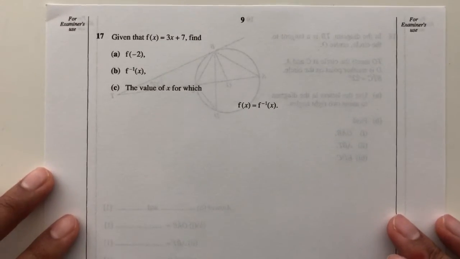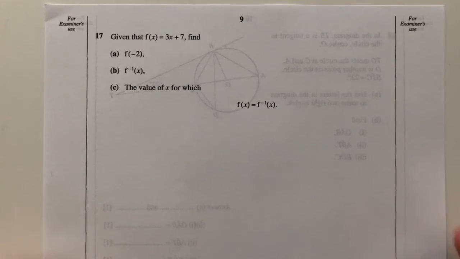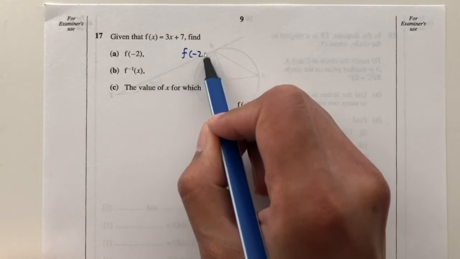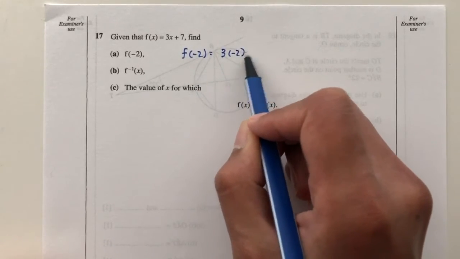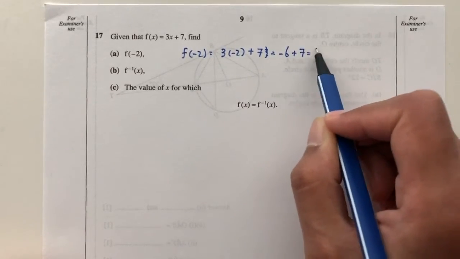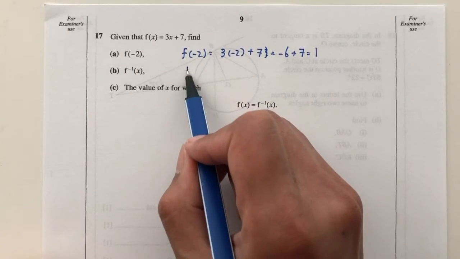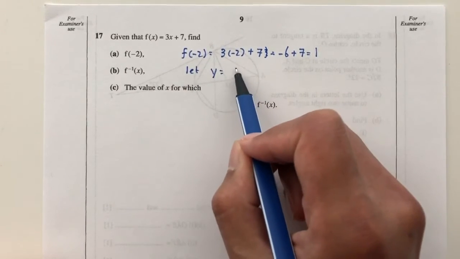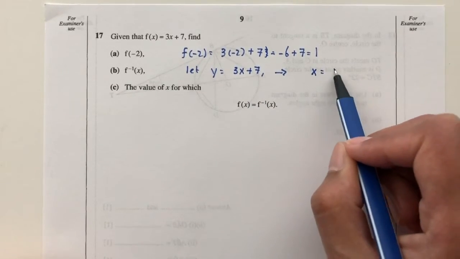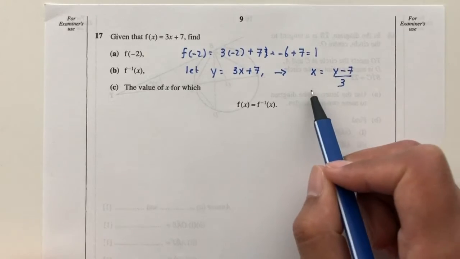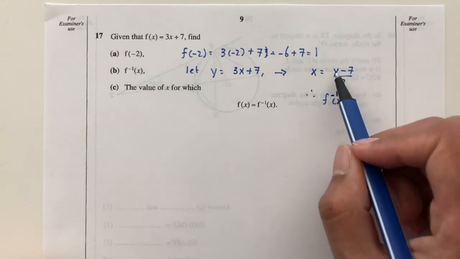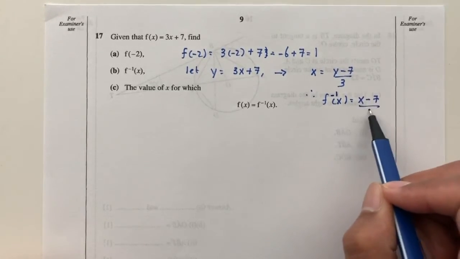Now question 17. We have f of x equal to 3x plus 7. Part 1, find f of minus 2. We replace the value of x by minus 2. That becomes 3 times minus 2 plus 7, which is minus 6 plus 7, which is 1. Now the inverse of f: the first step is to let y equal f of x, which is this. Then we make x the subject of the formula, so x is y minus 7 divided by 3. So from that we have f inverse of x, in terms of x, by changing y to x.